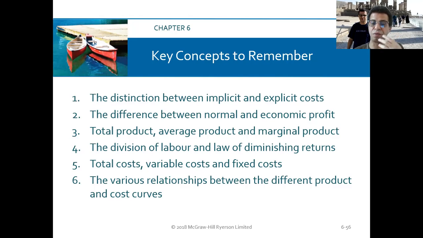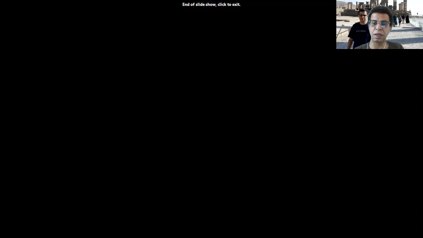We spoke about the division of labor and the law of diminishing returns, with the marginal cost going up when people are getting tired and producing fewer units per hour. Then we spoke about the total cost, variable cost, and fixed cost, and the various relationships, and that's it.